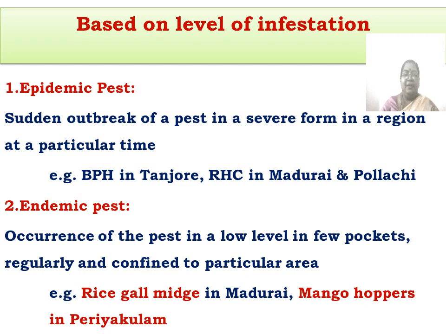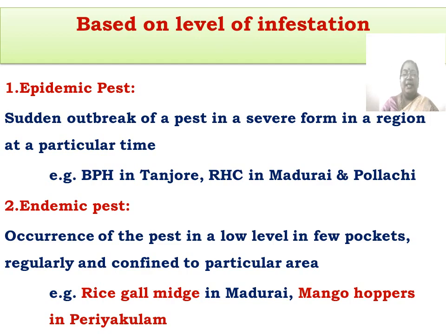Based on the level of infestation, there are two types of pests. One is epidemic pest, sudden outbreak of a pest in a severe form in a region at a particular time. In that case, the pest is known as epidemic pest. For example, brown plant hopper in Tanjore district, red hairy caterpillar in Madurai and Pollachi district. They cause the epidemic outbreak.